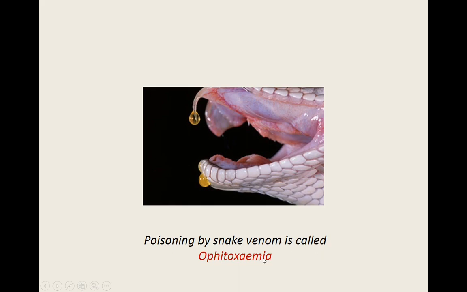Poisoning by snake venom is called ophitoxemia. There is a term for poisoning by snake venom. It is called ophitoxemia. But in clinical terms, in clinical parlance, we use the term snake bite. Okay, we commonly use the term snake bite or snake bite poisoning or envenomation, snake bite envenomation.